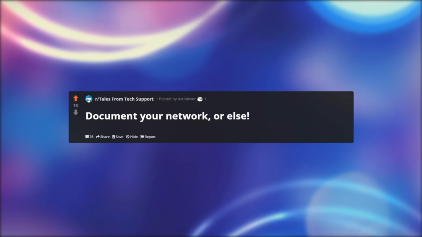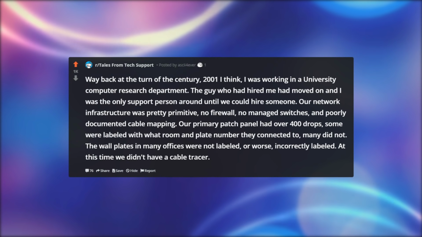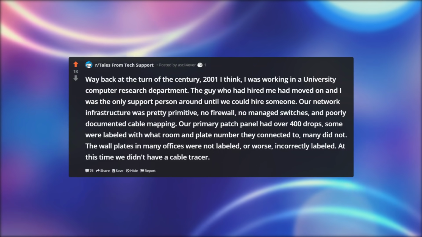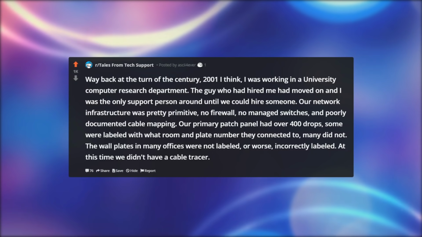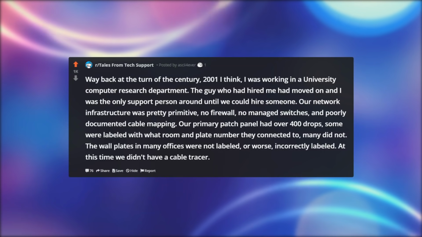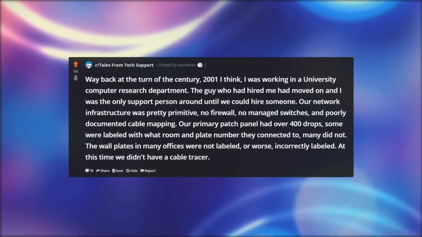So let's get started. Document your network or else. Way back at the turn of the century, 2001 I think, I was working in a university computer research department. The guy who had hired me had moved on, and I was the only support person around until we could hire someone. Our network infrastructure was pretty primitive, no firewall, no managed switches, and poorly documented cable mapping.